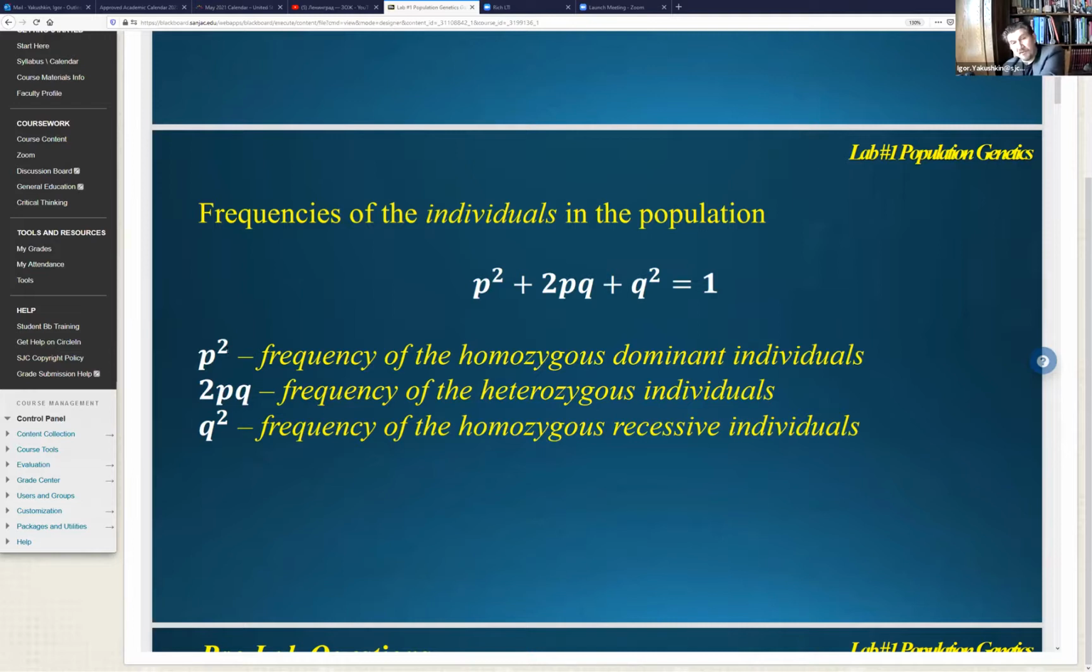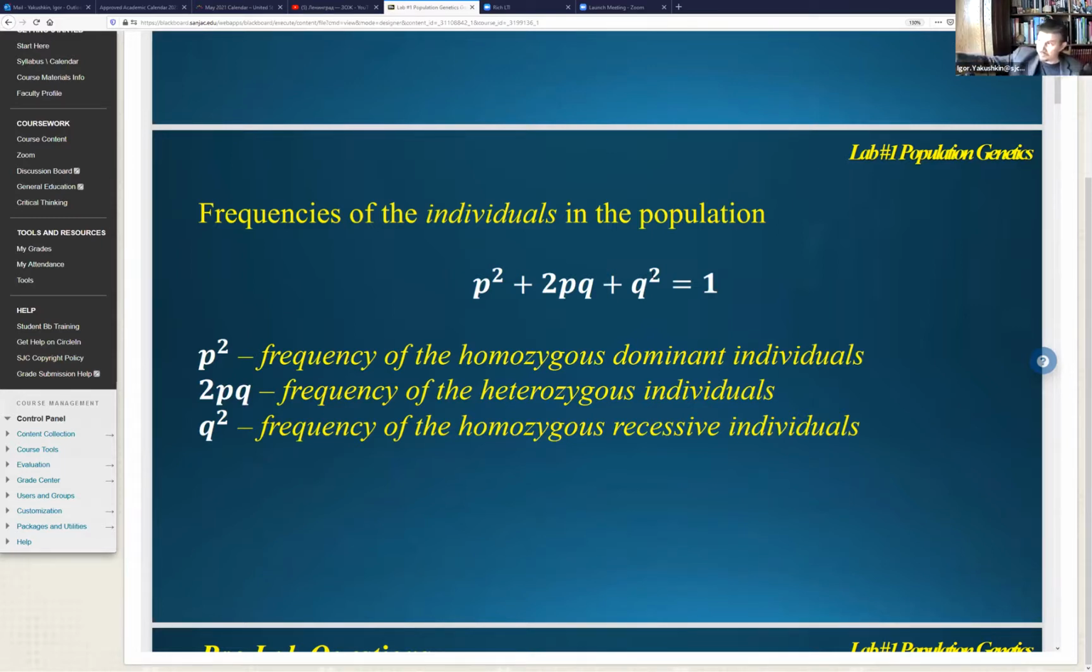Before, it was talking about the frequency of the alleles. Now we start talking about theoretically how many organisms in this particular population are supposed to be homozygous dominant, how many should be hybrids or heterozygous, or how many of them should be homozygous recessive individuals. So far, so good. Please keep in mind that the dominant allele is not always the most common allele in the population.